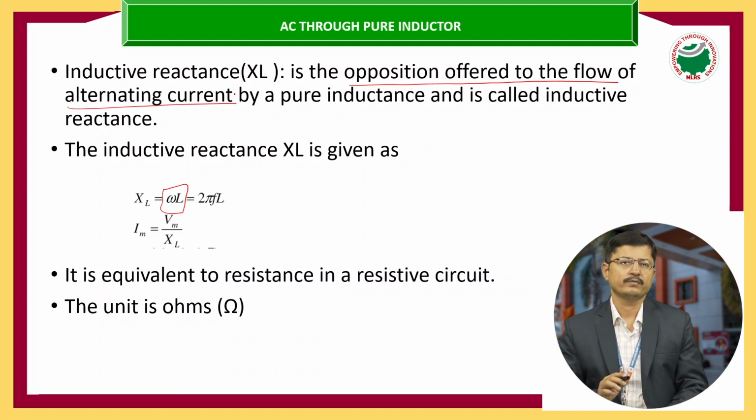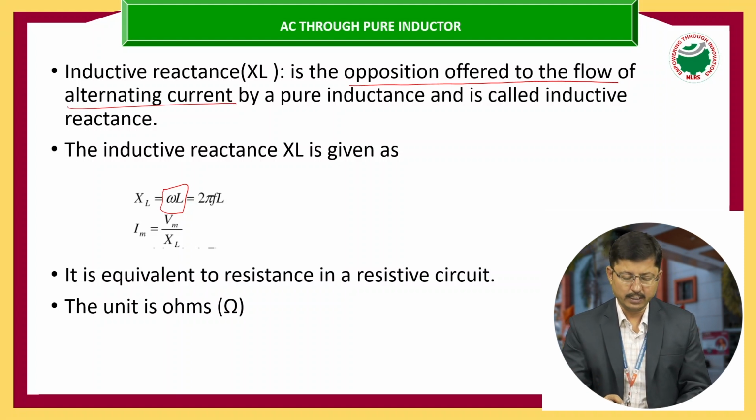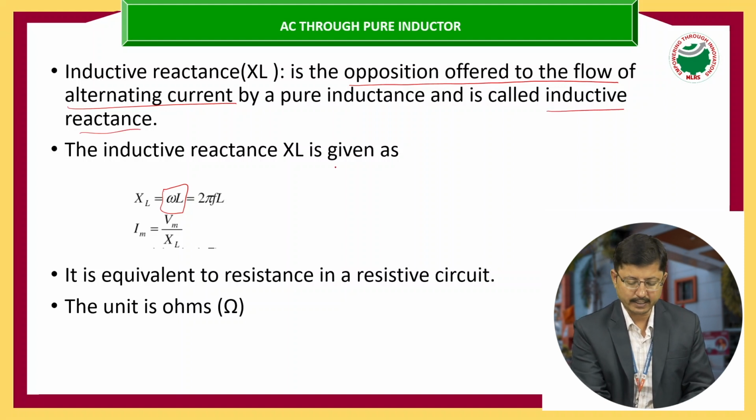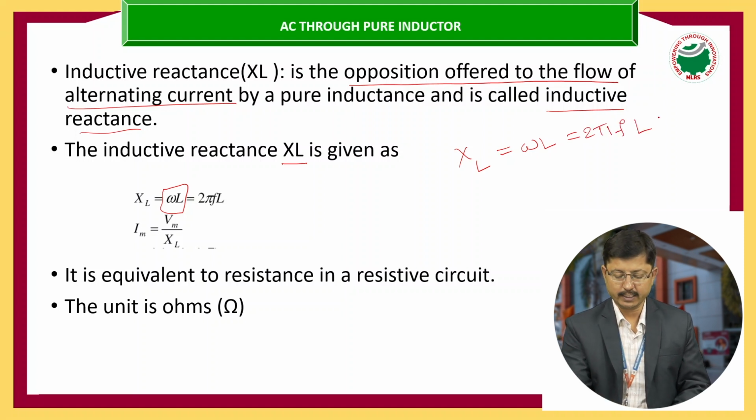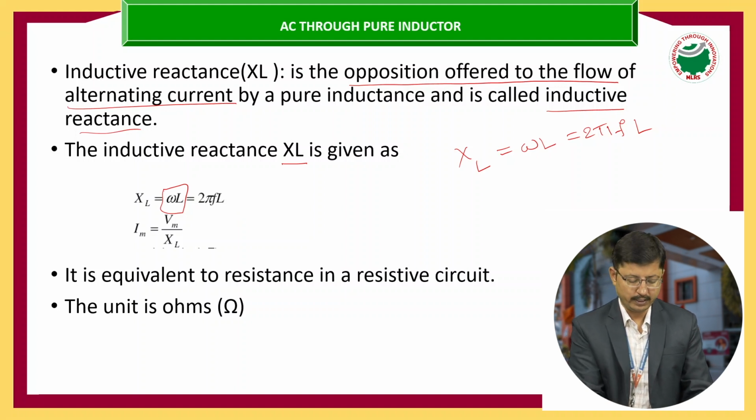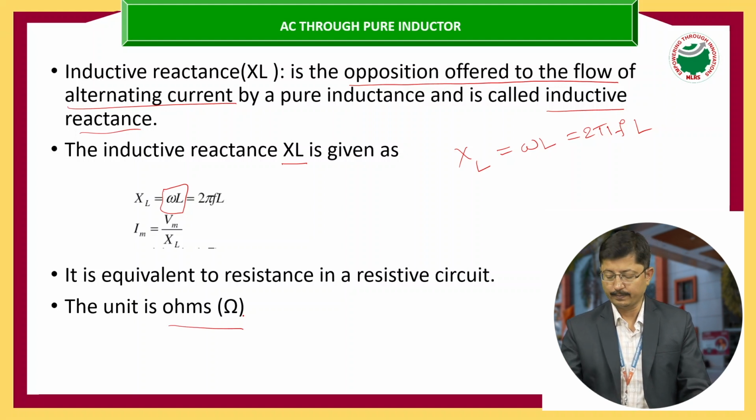So it is also one type of resistance, and it is called inductive reactance. The inductive reactance symbol is XL, that is X suffix L. It is given as omega L or 2 pi FL. So it is frequency dependent. XL equals omega L, or 2 pi FL. It is equivalent to the resistance in a DC circuit, and the unit for the inductive reactance is ohms.